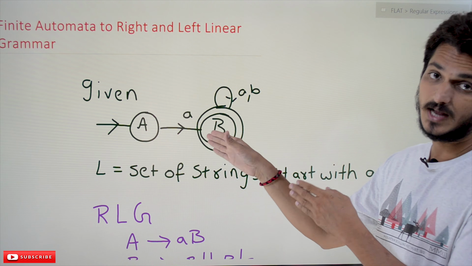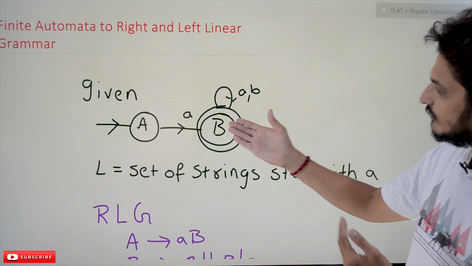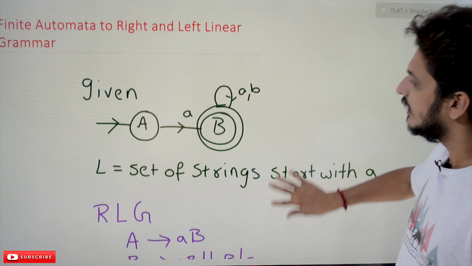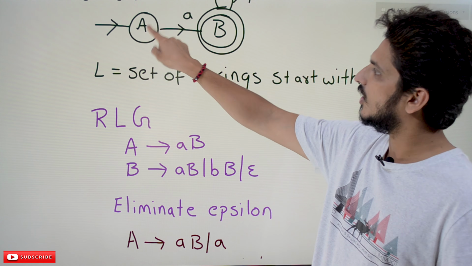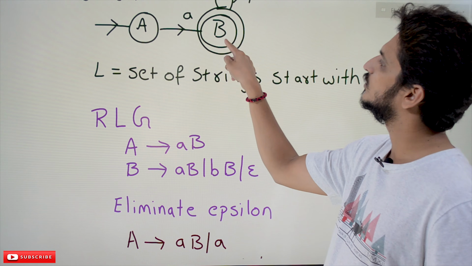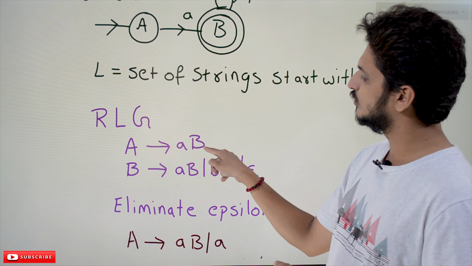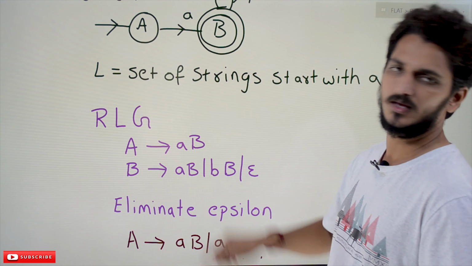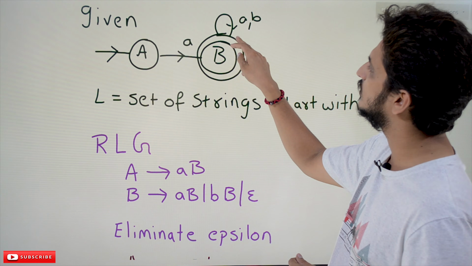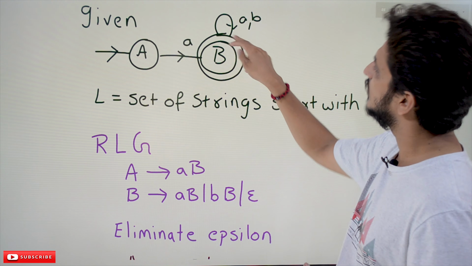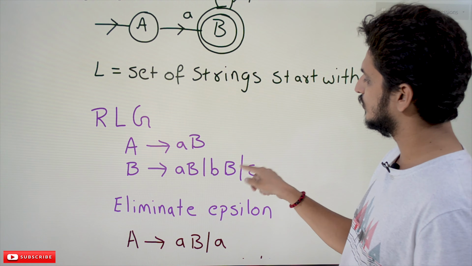This finite automata will accept the language L is equal to the set of strings that start with A. In order to convert this finite automata into right linear grammar, this is our finite automata. A is our initial state. On A, if you apply the input symbol A, we move to the state B. This can be written as A tends to aB. The same way, repeat it for all the states. On B, if you see the input symbol A, we move to B, and on B, if you see the input symbol B, we move to B. So B tends to aB or bB or epsilon.